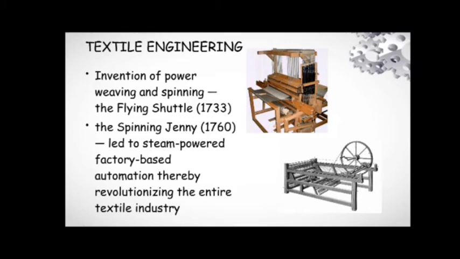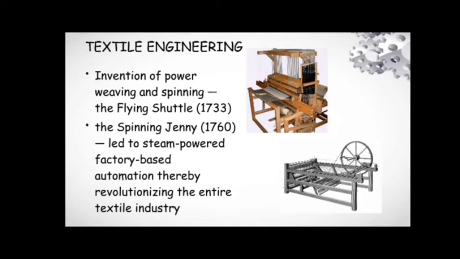Well, the making of fabric for clothing and sails was a labor-intensive activity which originated already in prehistoric times, that's spinning and weaving. By early Renaissance times, it had become a significant small-batch cottage industry involving, however, considerable variation of fabric quality. But greatly, the invention of power weaving and spinning, that's actually the flying shuttle that was developed in 1733, that's what we can see here, and also the spinning jenny in 1760, these two led to steam-powered factory-based automation, thereby revolutionizing the entire textile industry. And with textile mills came the textile engineer.